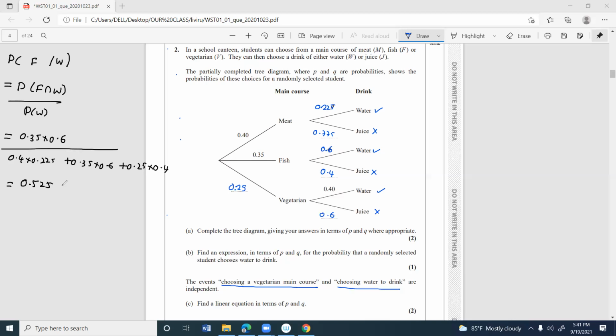Half means 50-50. If it comes to 0.5, it's 50-50. But if it comes to 0.525, it means they tend more to buy the fish as a main course. So you can say, therefore, the claim is true. The claim is true as the probability is more than half. That's what we need to understand with this question.